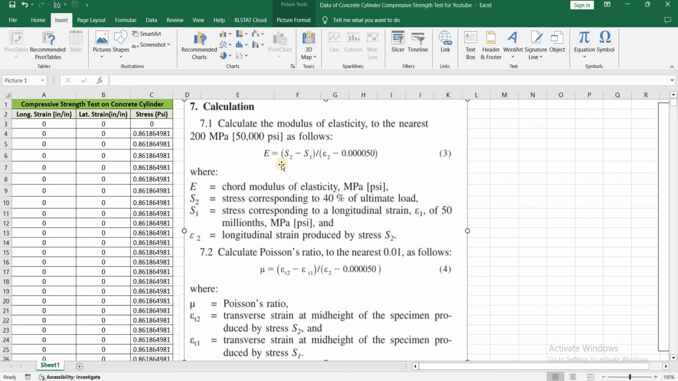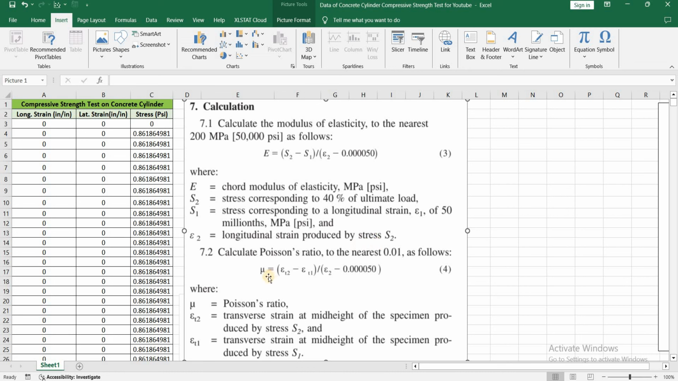So the formula for modulus of elasticity is S2 minus S1 divided by epsilon 2 minus 0.00005. In this, S2 is the stress corresponding to 40% of the ultimate load. S1 is the stress corresponding to the longitudinal strain, epsilon 1, of 50 millionths, and epsilon 2 is the longitudinal strain produced by stress S2.